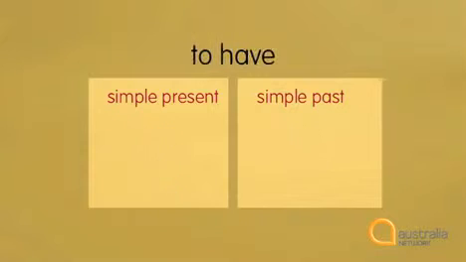Let's do the same for the verb to have. What is the simple present form of the verb to have? Has or have. And the simple past form? Had. When you learn new verbs, it's important to learn them with all their different forms.